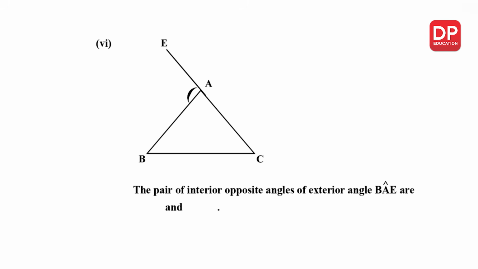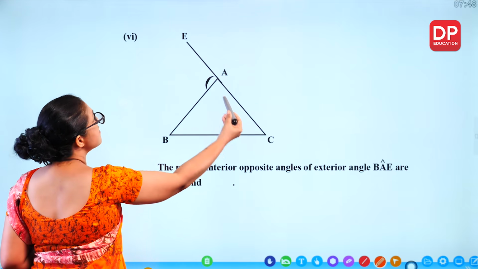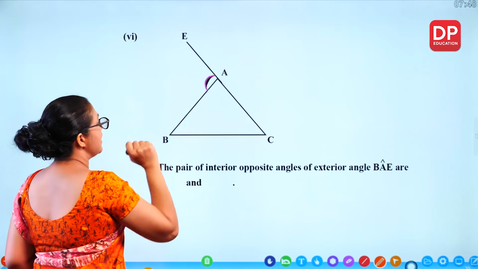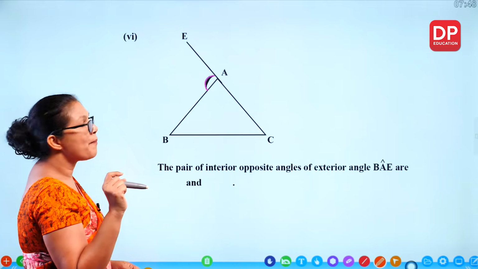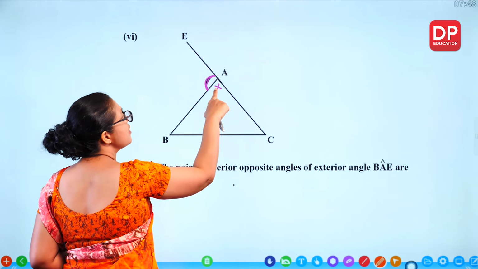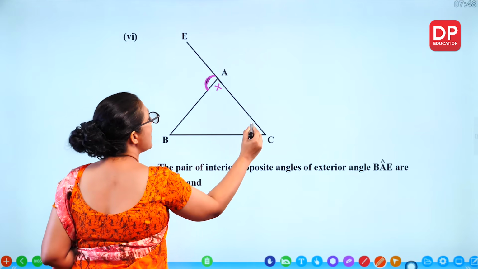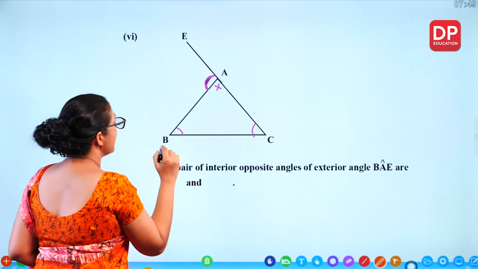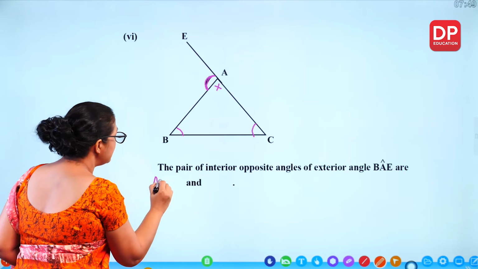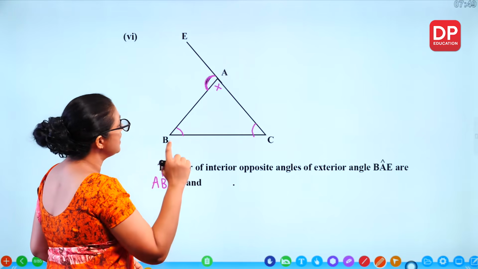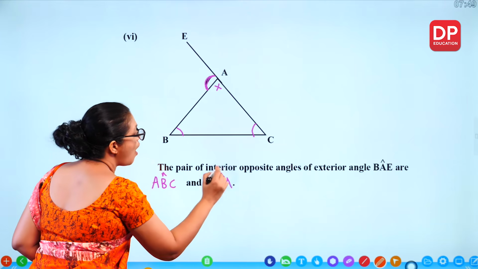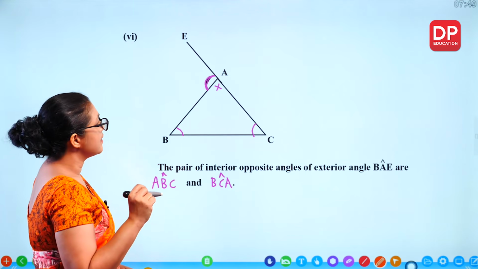Take this triangle. CA is extended to E and you get this exterior angle, BAE. So what are the interior opposite angles to that? Here this angle is interior, but you can't take that one. Opposite to that are this angle and this angle. So how can we write down these angles? ABC angle and BCA angle. So those are the opposite interior angles.